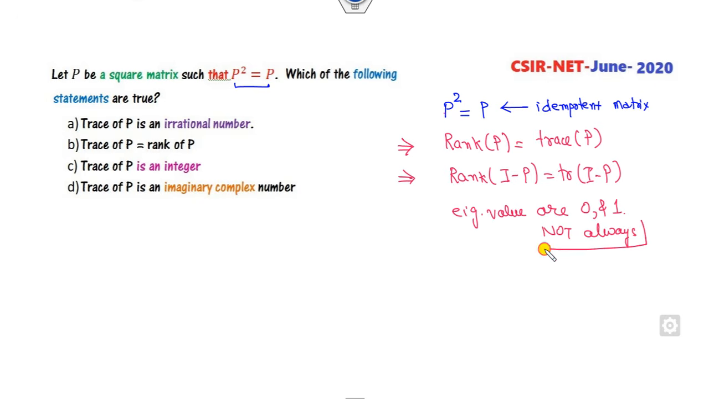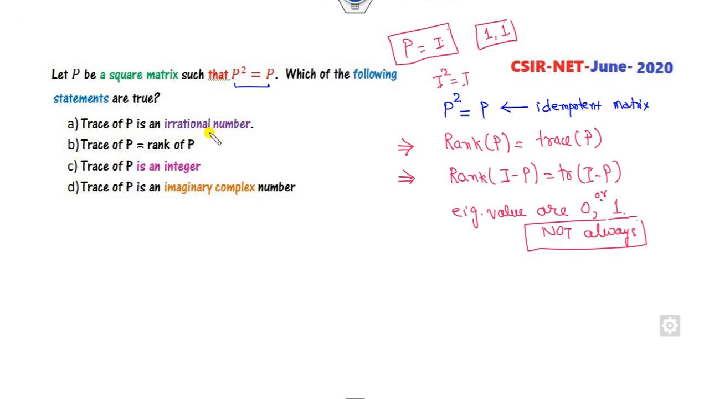Remember, not always. Why? Because if I simply take P is equal to I, is that satisfied? The eigenvalue is 1, so that's why it's not always. Fine, so the eigenvalue is either 0 or 1. Now look at the options.